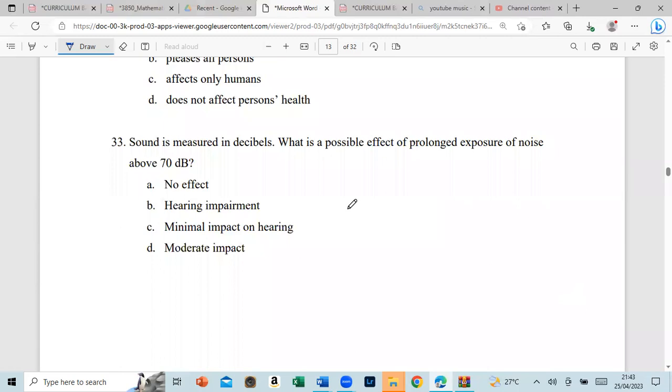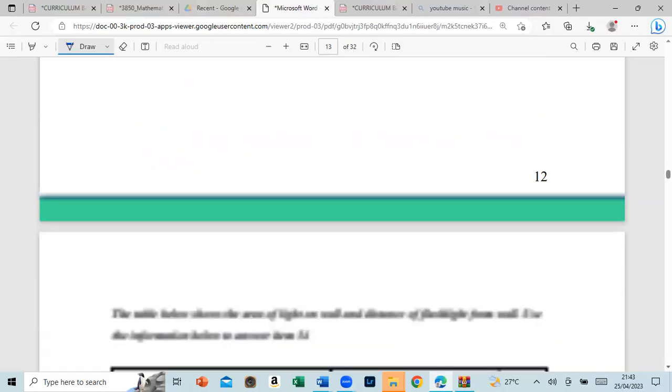Sound is measured in decibels. What is the possible effect of prolonged exposure to noise above 70 decibels? No effect, hearing impairment, minimal impact on hearing, or moderate impact. And that's hearing impairment. So 33 would be B. Let's move on to 34.